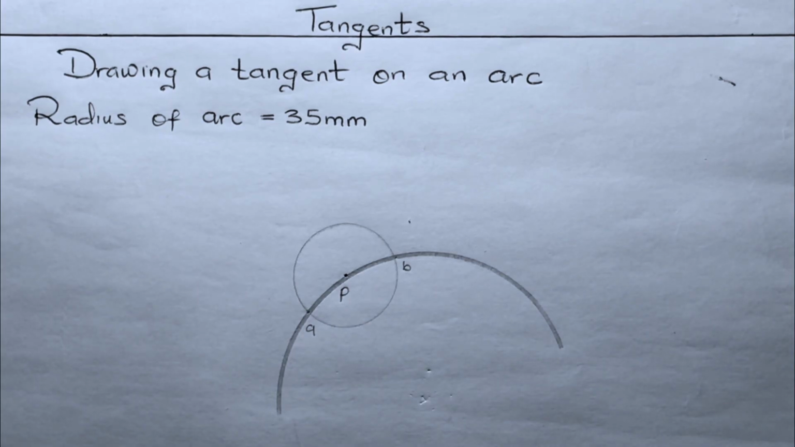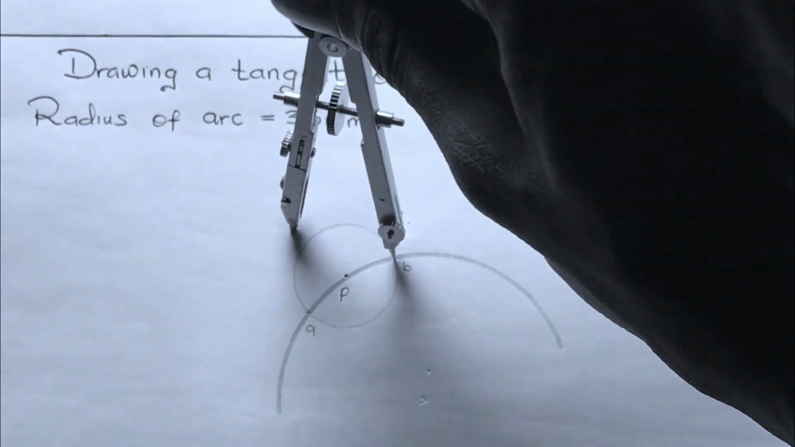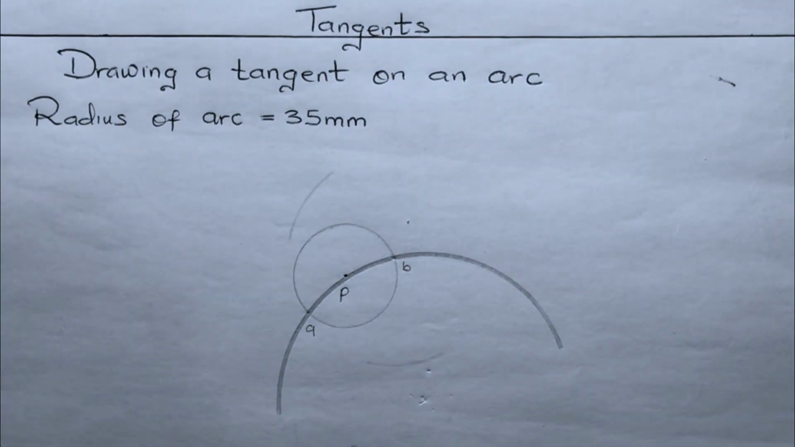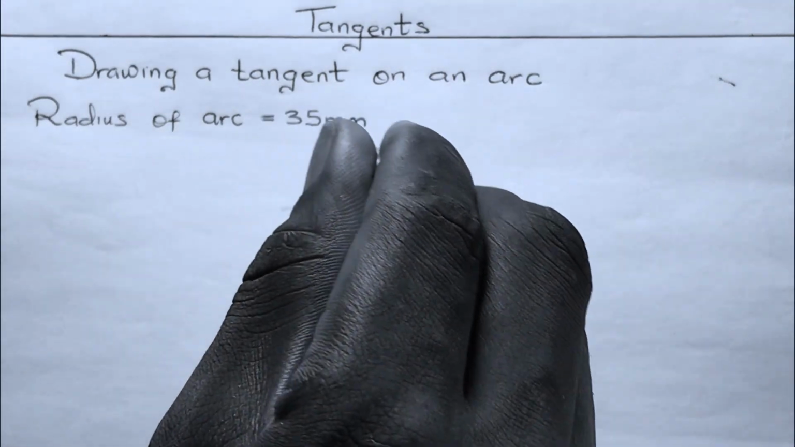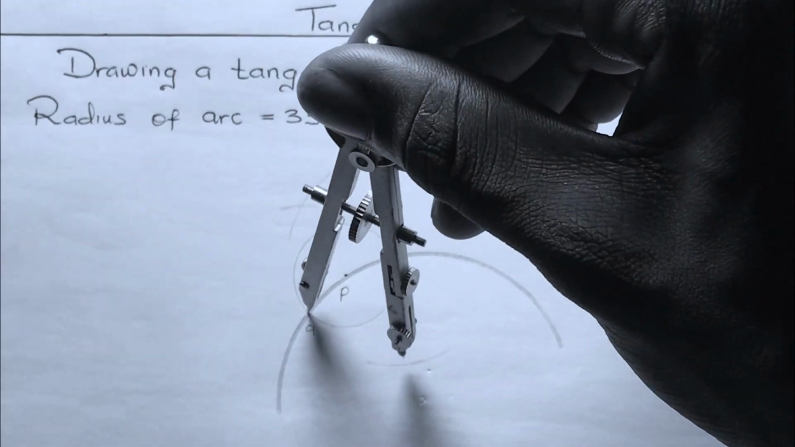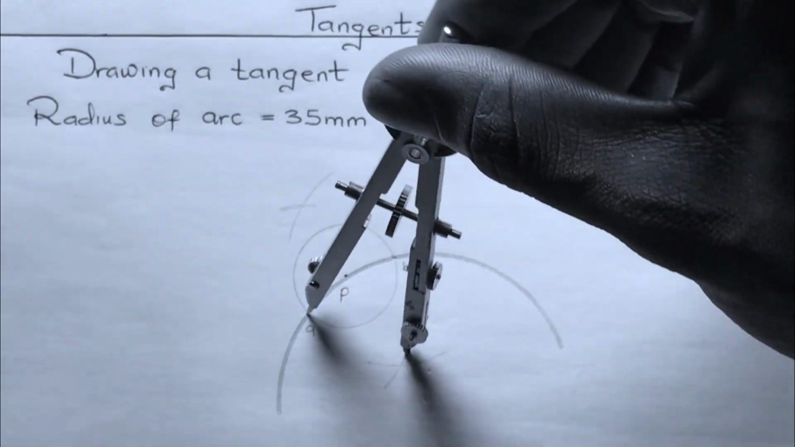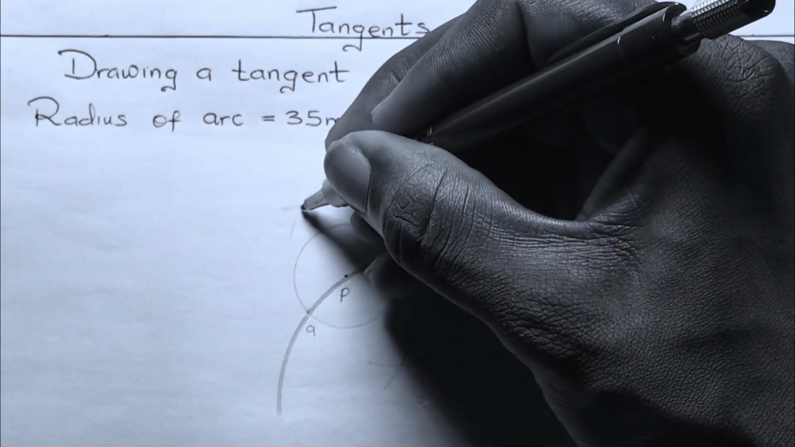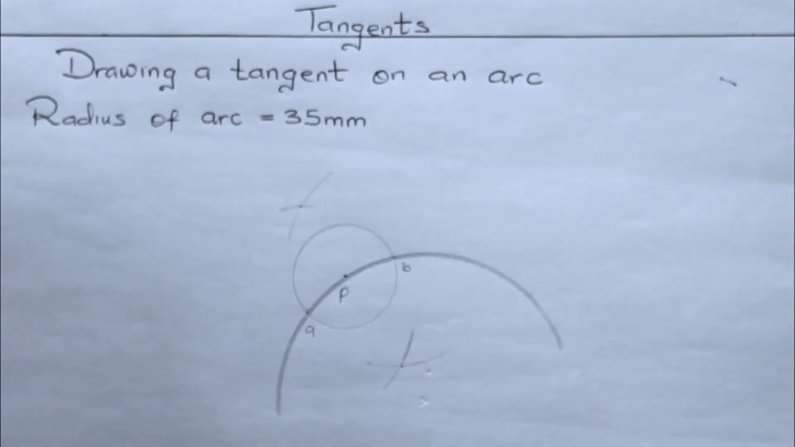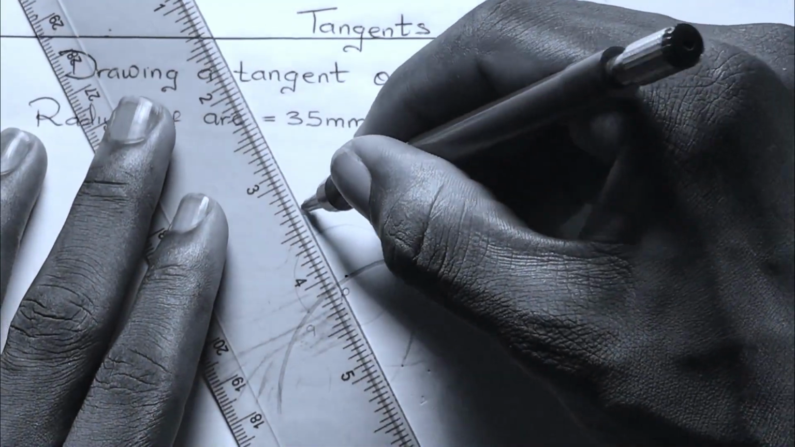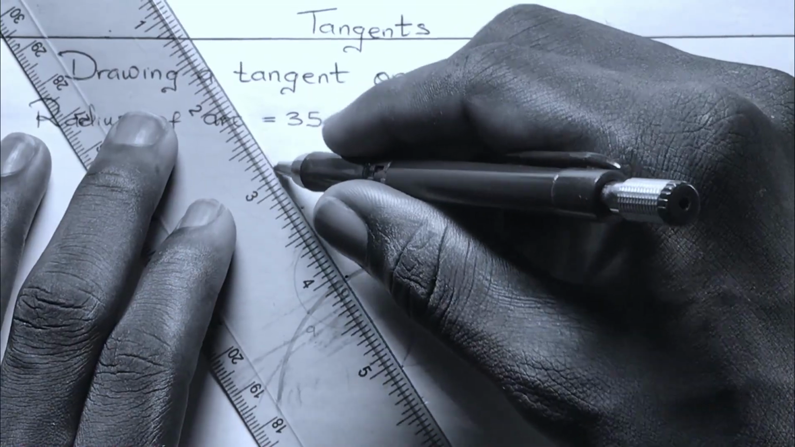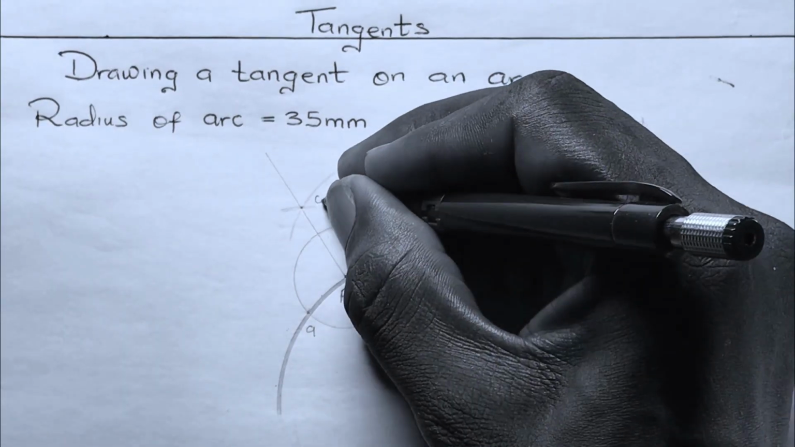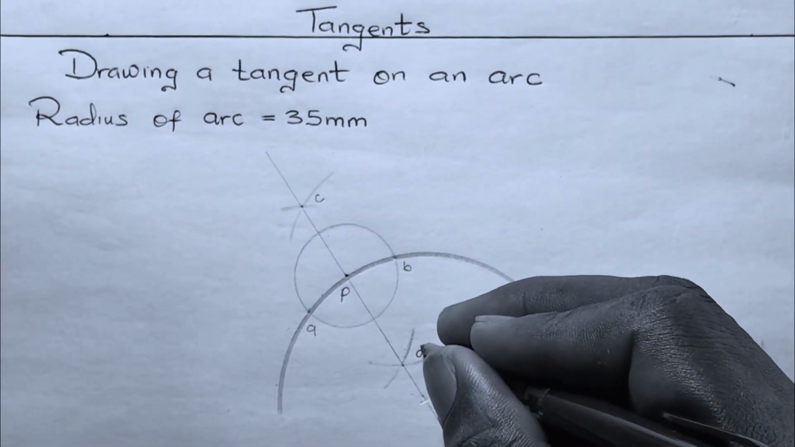To do that, we're going to mark an arc from point B, and then we come to point A to cut the arc. So at the point of intersection from this and this, we join the two lines together. So we have the points of intersection, which are point C and point D.